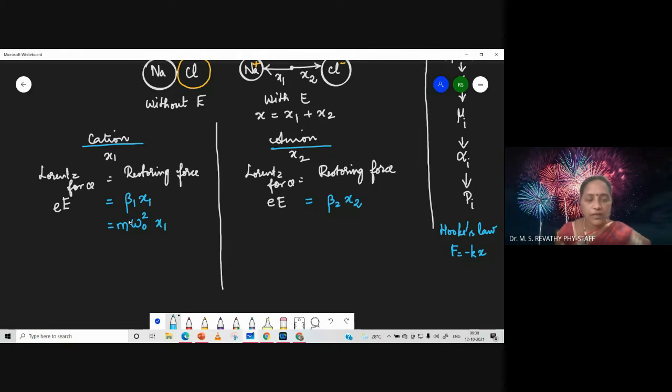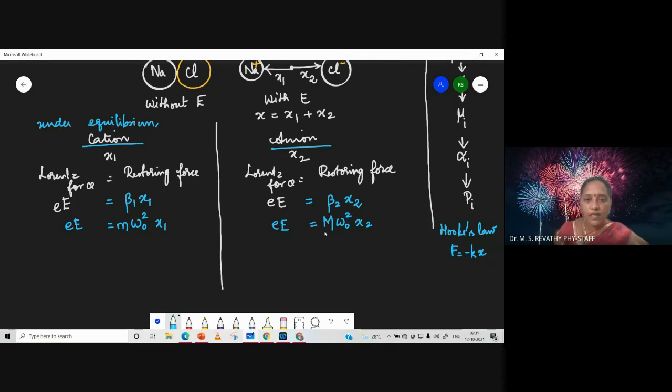So this beta 1 is the constant of proportionality, or the spring constant, or the Hooke's constant, which depends upon two factors. One is the mass of the cation, the other one is the square of the natural frequency of the cation at which it is vibrating. Likewise, you can write for beta 2 also: mass of the anion and square of the angular frequency, because both will be vibrating at the same natural frequency omega naught, square into x2. So under equilibrium, both cation and anion undergo these types of forces, Lorentz force and restoring force, to maintain them in equilibrium.